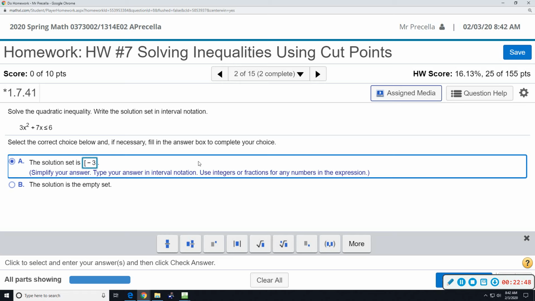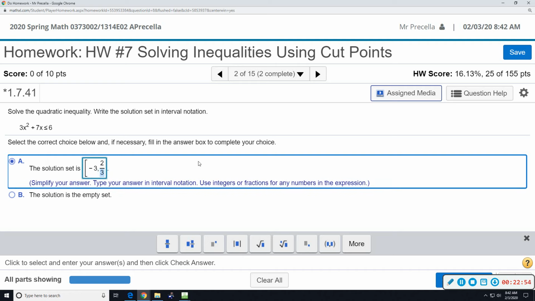Can you put 2/3 in front of -3? No. For this stuff here, for interval notation, it must appear in the same order that you see it on the number line. Okay? That's such a good question. I'm going to see what happens. Oh, let me just erase this.